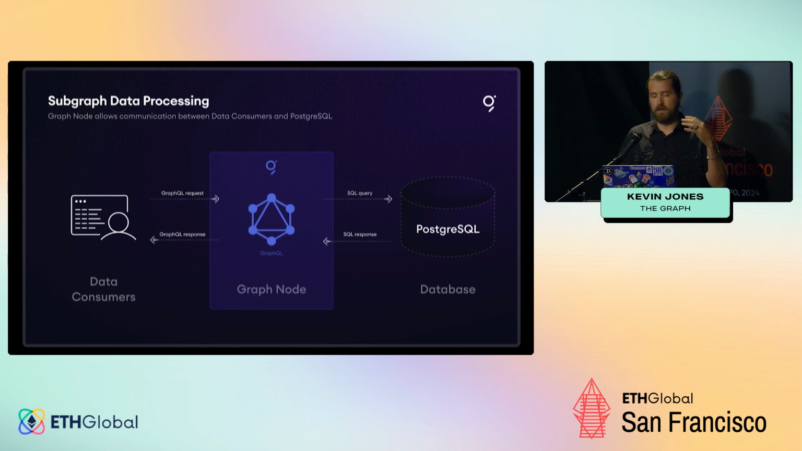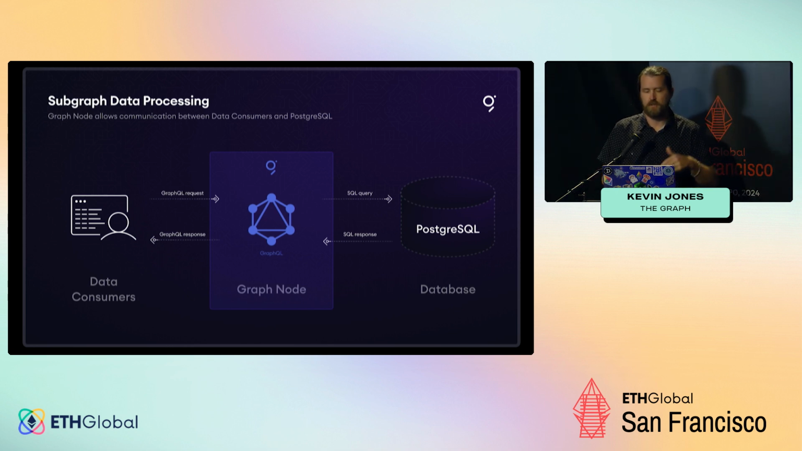And then for the indexers, they also run a copy of what's called GraphNode. So GraphNode is a Rust implementation of basically what runs the WASM modules and makes sure that they're running to process the data. And it's also what exposes the data in a GraphQL endpoint.